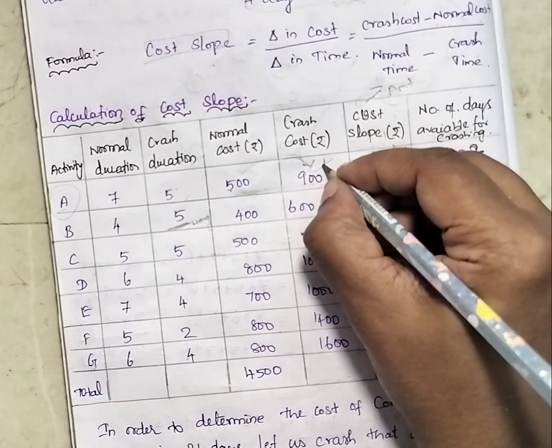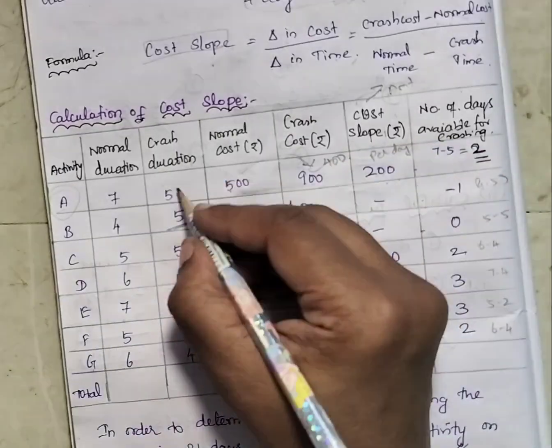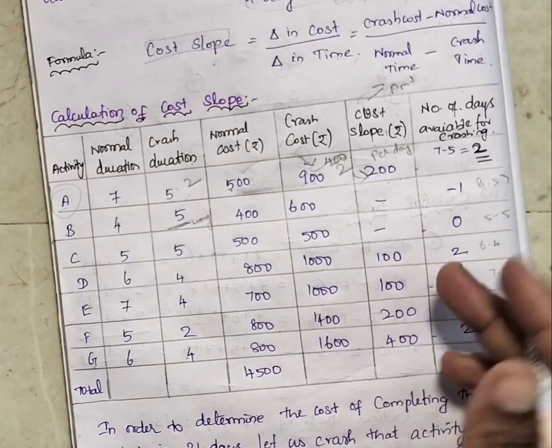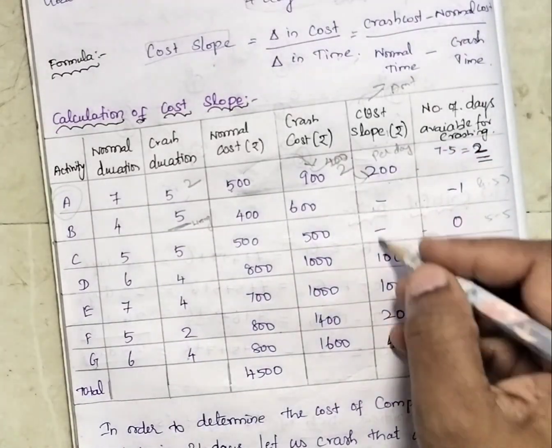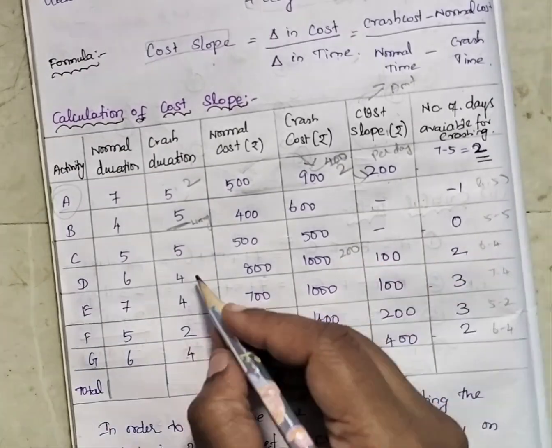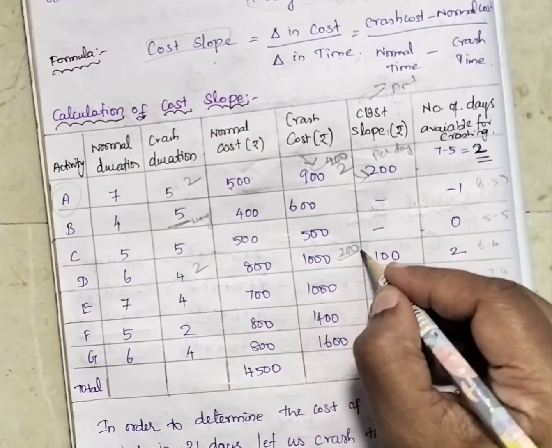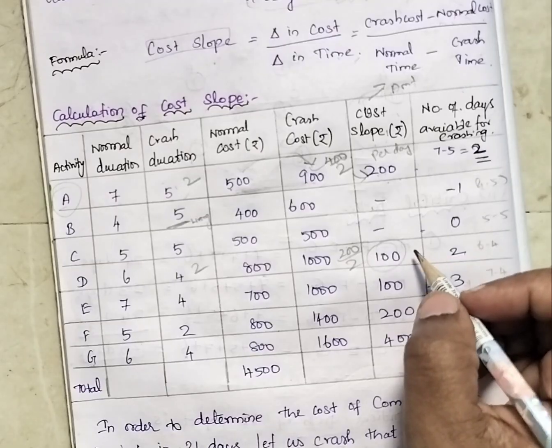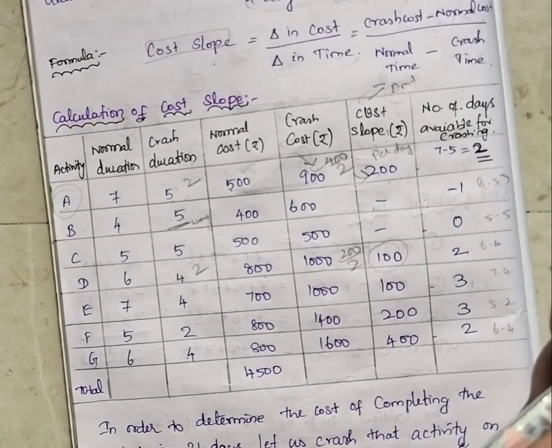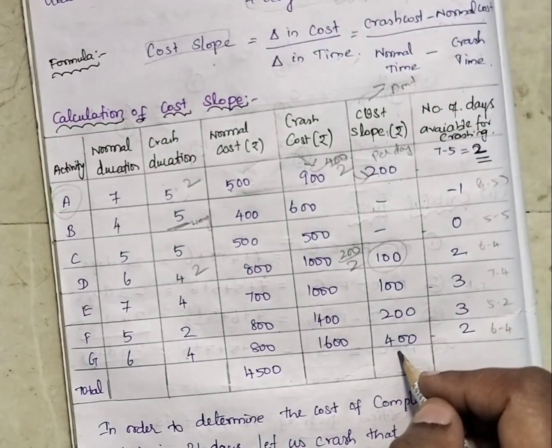What is the change in cost here? 400. The change in time is 2, so 400 by 2 is 200. Like that we have to find it for every activity. Here the change in cost is 200, the change in time is 2, so 100 per day. For this activity, the per day cost is 100. Like that, for each activity we have to find out the slope.